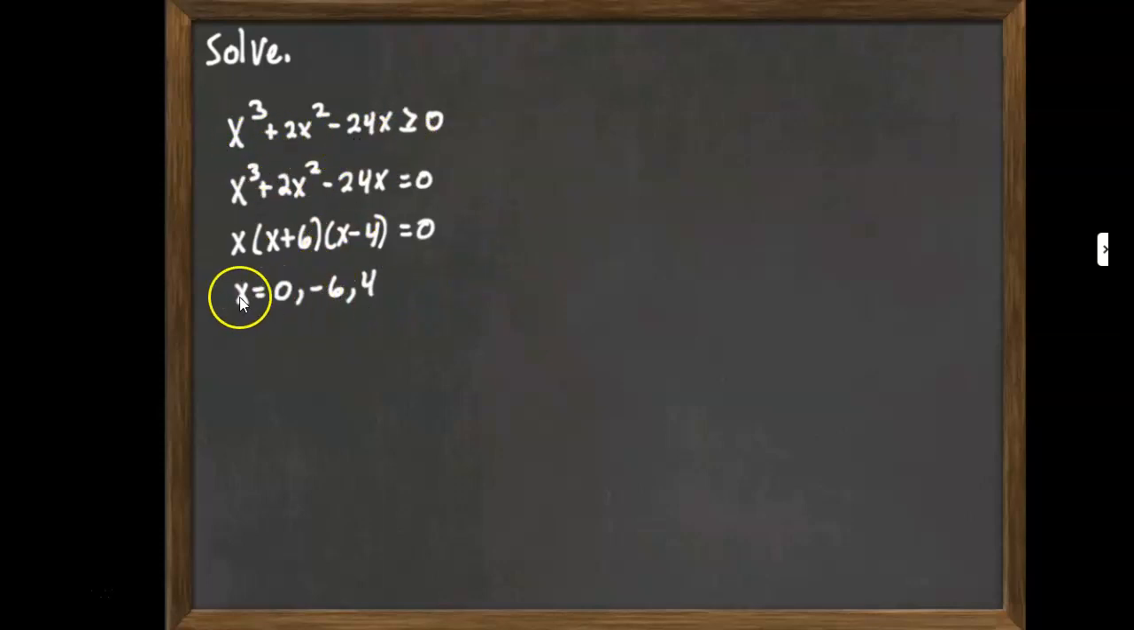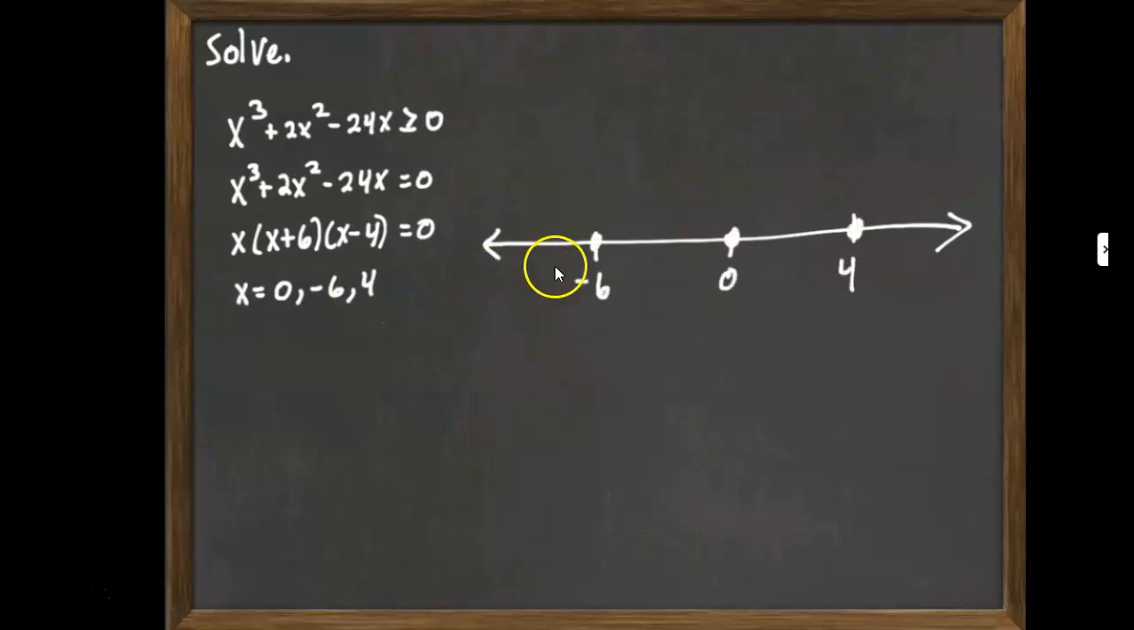Remember, those are the values where the graph could cross the x-axis. In other words, changing from being positive to negative. So that's why we find those values. Then we plot those values on a number line. Now I make those solid circles because the inequality was or equal to. And those are all values that make it 0, so that's why they're included.